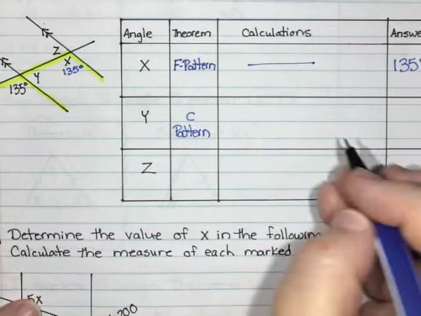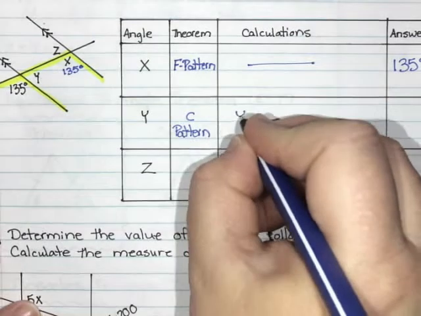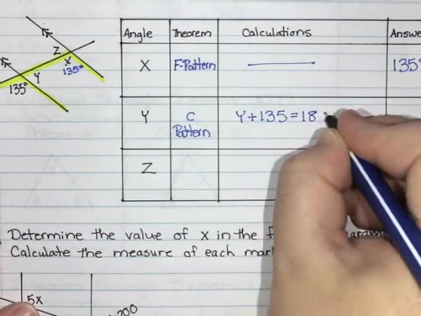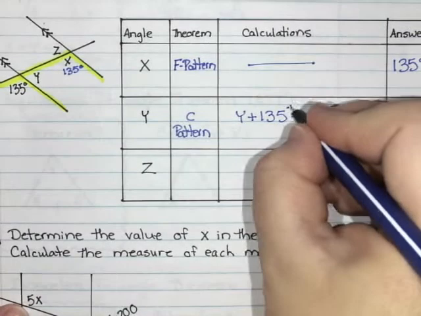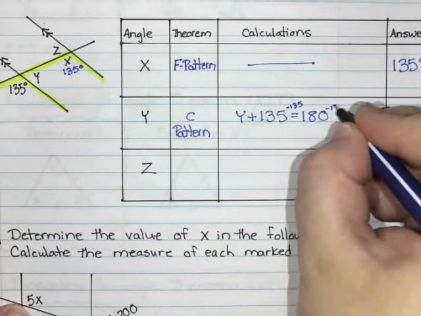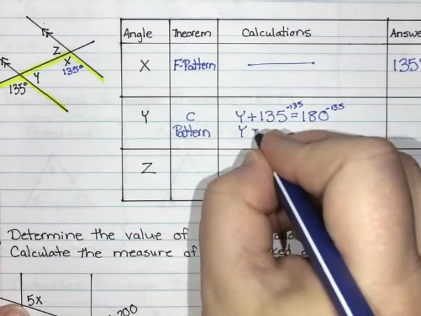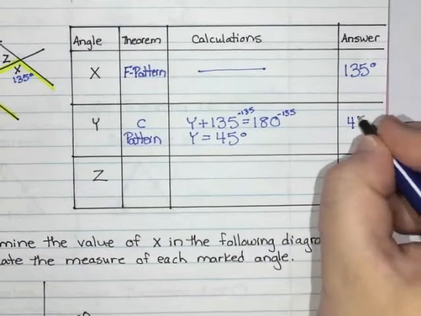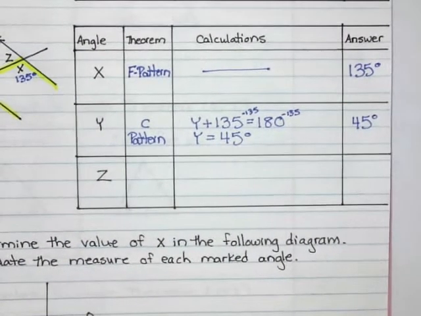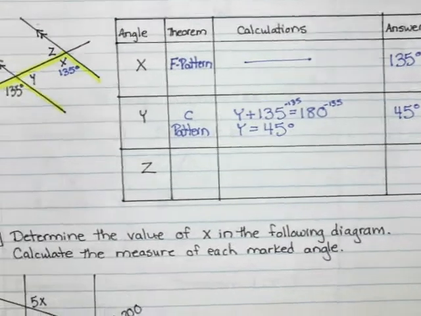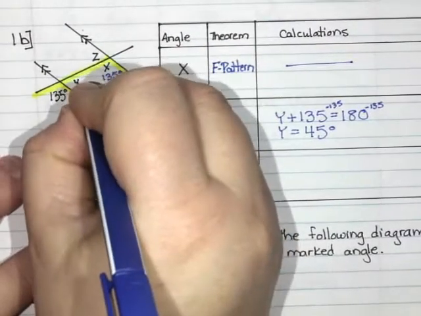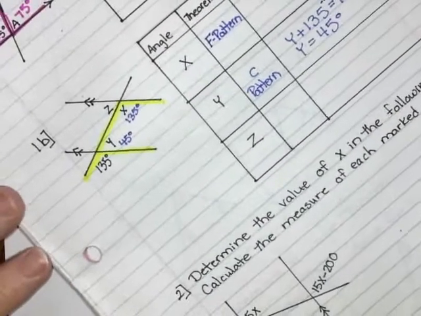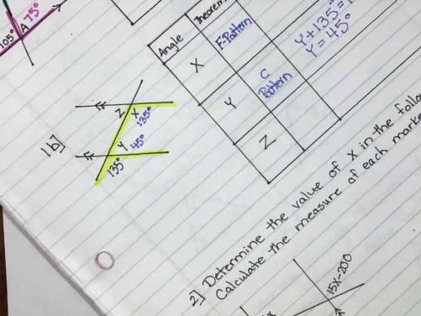So I'm going to say that Y plus 135 equals 180 degrees. And then subtract 135 from both sides, which should be 45 degrees. So this is 45 degrees. Okay, I'm going to label that on my picture. And then take one last look and see if I can figure out how to find Z.